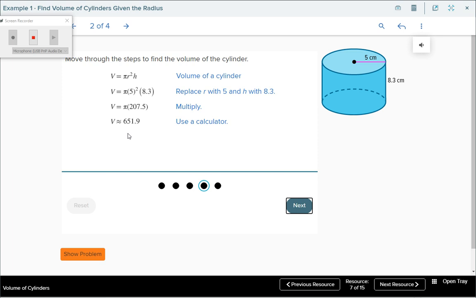Now, a very, very important part of this is how we label volume. How is volume labeled? Cubic units. So what is the unit that we're talking about here? Centimeters. So my final answer is going to be about 651.9 what? Centimeters cubed. Cubic centimeters. It's the same thing. All right. Are we good so far?